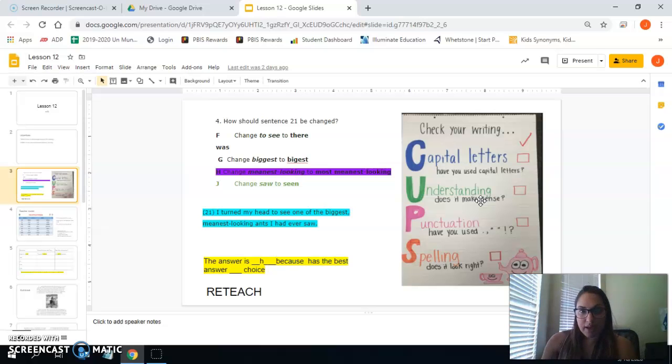So when you go back, guys, to recheck your answers, or once you make your final choice, make sure that you go back and reread it with the edit that you made to see if it sounds correct. I think if you go back and you reread it to see how it sounds, you'll be able to find those mistakes a lot better.